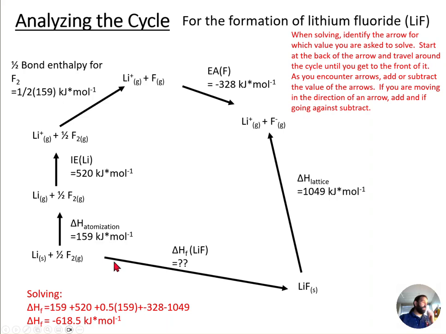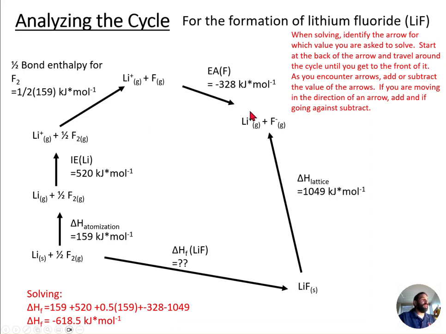So we're going to solve for this arrow right here, the enthalpy of formation. We start at the back and travel around. The first arrow I encounter is the enthalpy of atomization. We're going in the direction of that arrow, so we just start with 159. The next arrow is the ionization energy. We're going with that arrow, so I add the value 520. As I go around, the next arrow is the bond enthalpy. We're going with it, so we add 1/2 times 159. Going around the cycle, we're going with the electron affinity arrow, so we add negative 328, the same thing as subtracting 328.